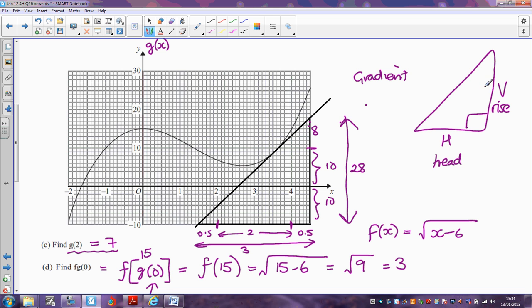So the gradient, I've got 28 vertically, and I've got 3 horizontally. So the gradient is going to be approximately 28 over 3. Well, that's about 9.3. So the gradient of the curve when x is equal to 3.5 at this point here is about 9.3.